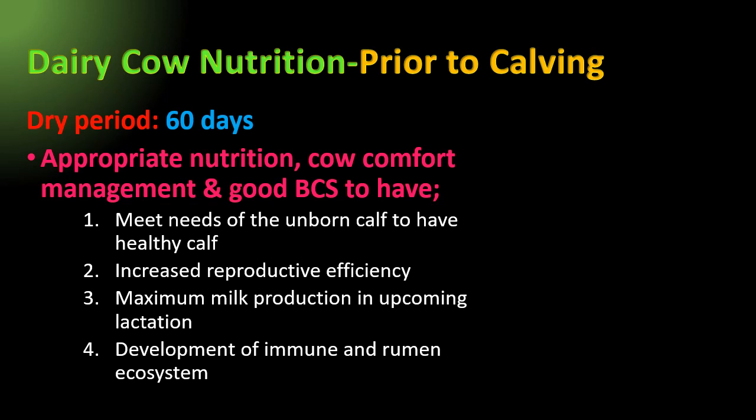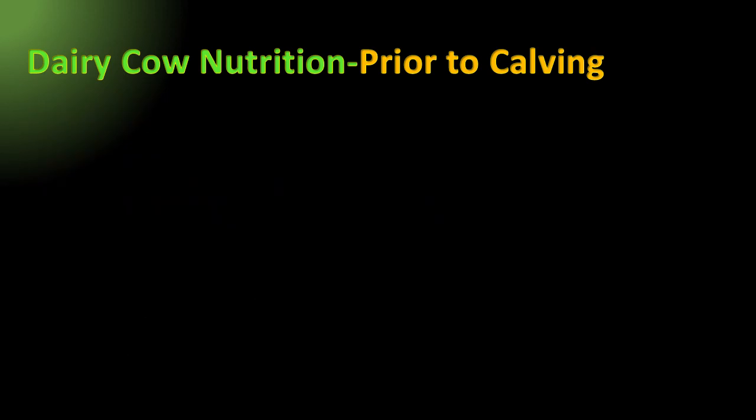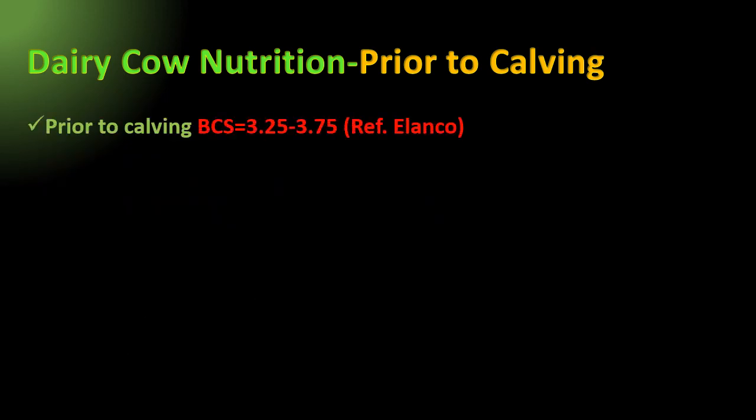During the last 6 weeks before the cow stops lactating and gets ready to have the calf, it is very important that the cow be fed so that its nutrient needs can be met for the level of milk production in the coming lactation.